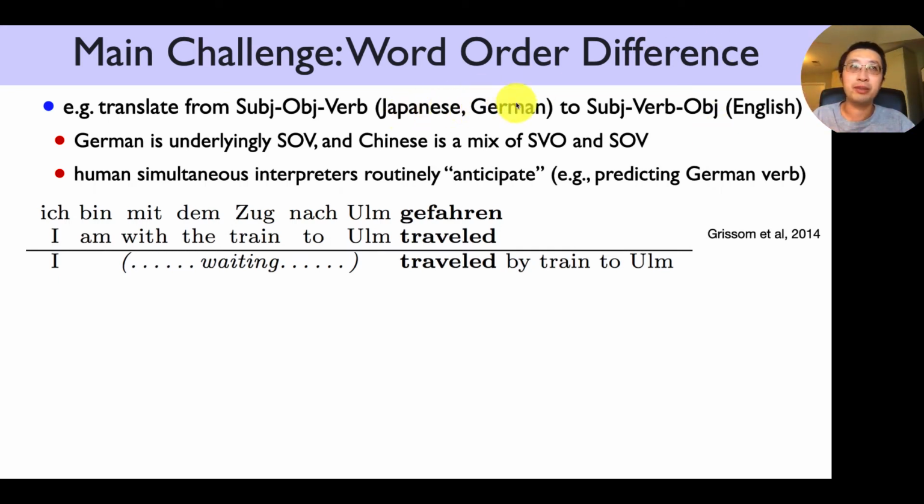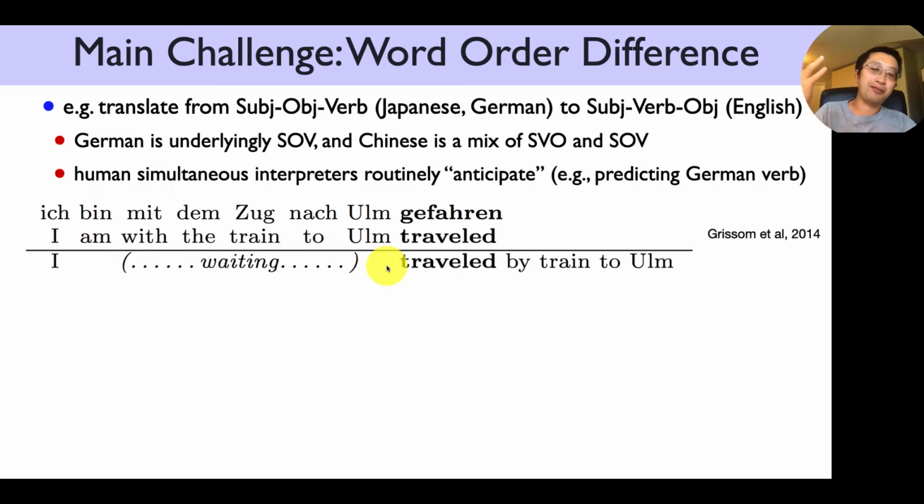If you translate from German to English or Japanese to Chinese, you would go from a subject-object-verb language, which we call SOV word order, to an SVO or subject-verb-object word order, right? And this is an example from German to English. As you all know, German verbs are often at the end of the sentence. Ich bin mit dem Zug (taking the train) nach Ulm gefahren, which is the verb traveled, only arrives at the very end. And if you don't anticipate, you have to wait until the end of the sentence. There's a huge delay here in the middle of the sentence.